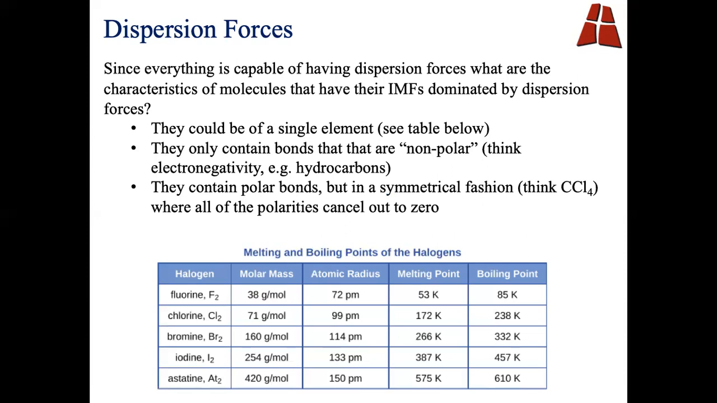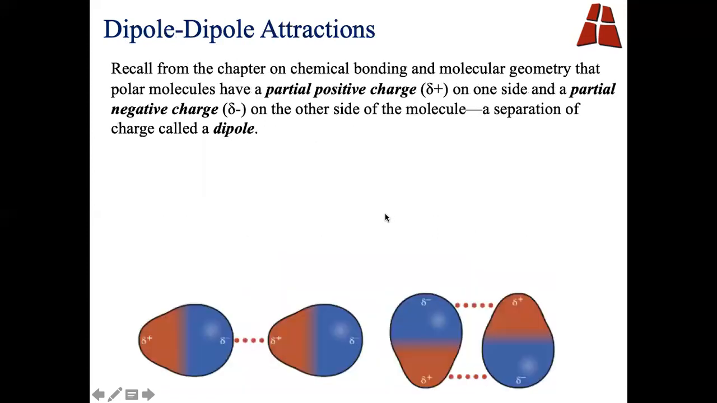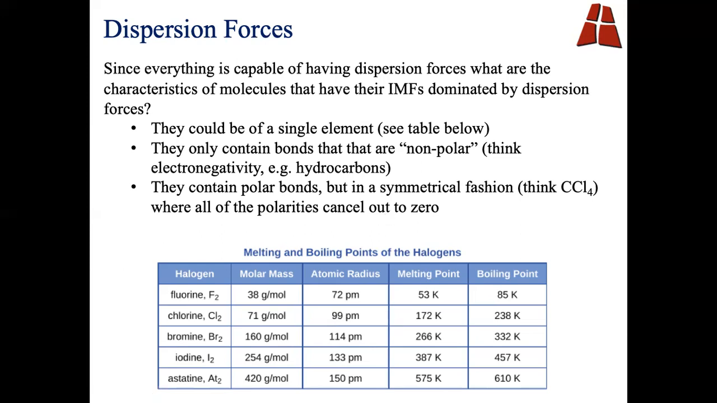They also may contain polar bonds, but in a symmetrical fashion. A classic example of that is carbon tetrachloride, CCl4, where there are polar bonds, but all of those polarities cancel out in different directions. They cancel out to zero, meaning that this molecule's intermolecular forces would be dominated by dispersion forces. Okay, and so that's dispersion forces.